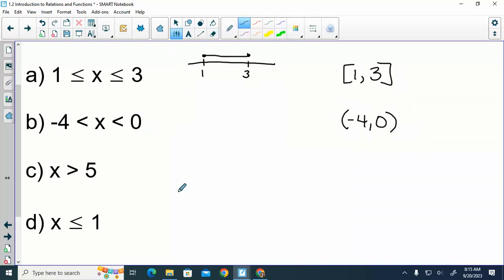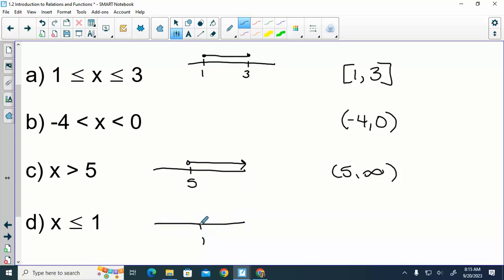Okay, x is greater than 5. So if you think about what this means, we're starting at 5 and we want everything larger. So how would I write that? Infinity gets a parenthesis no matter what. D, x is less than or equal to 1. So from starting at 1, less than or equal to, how would I write that?